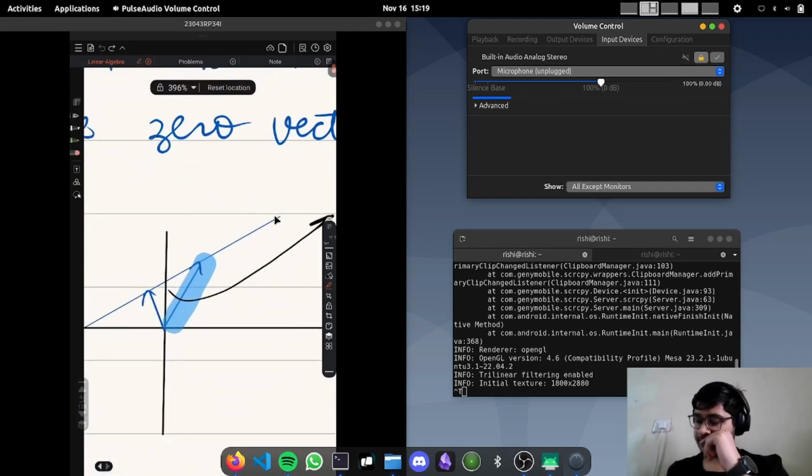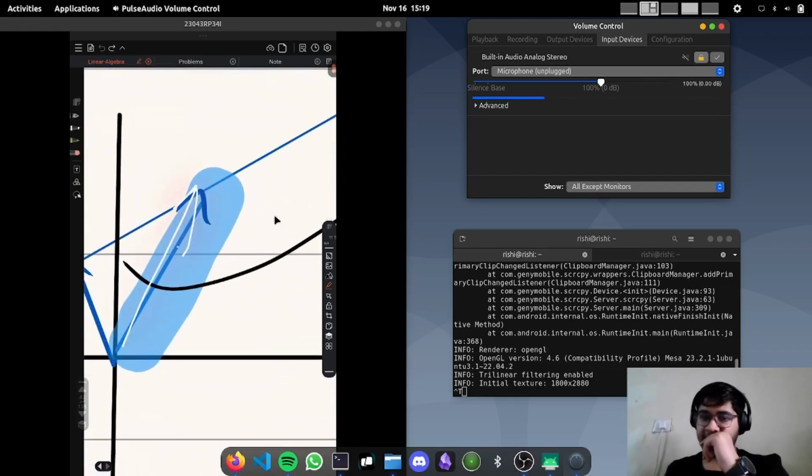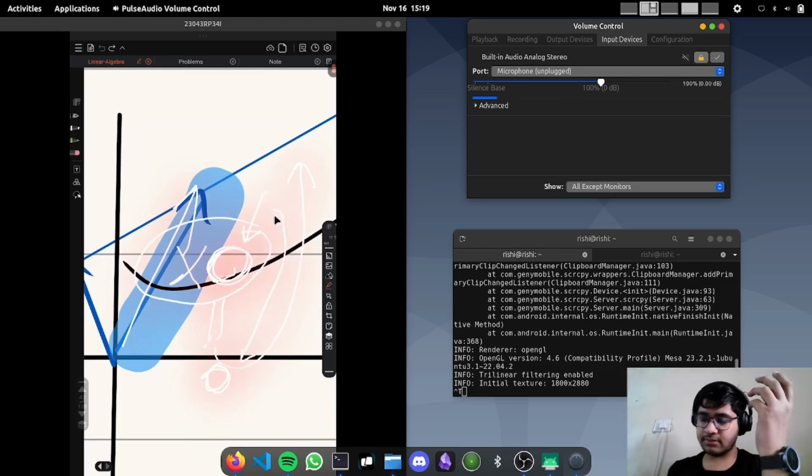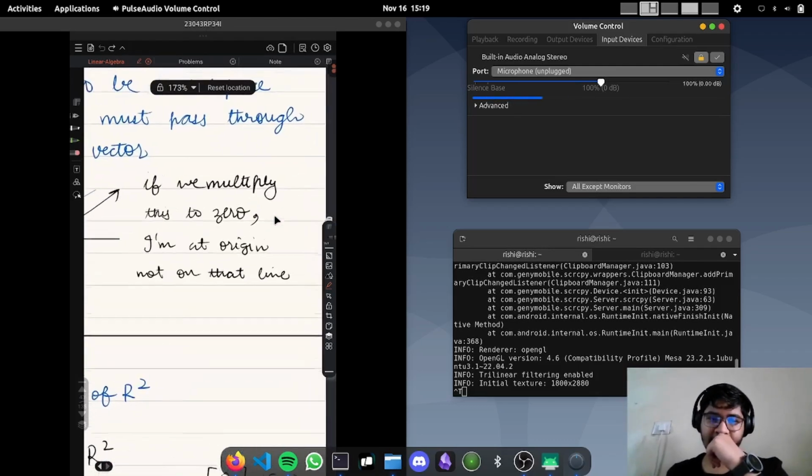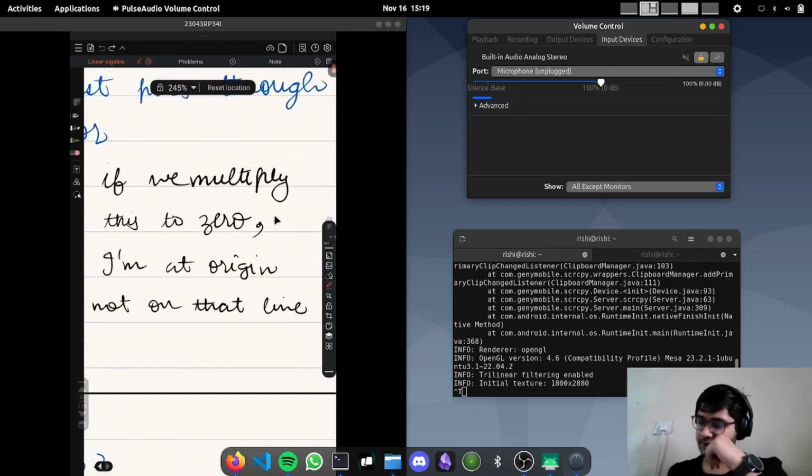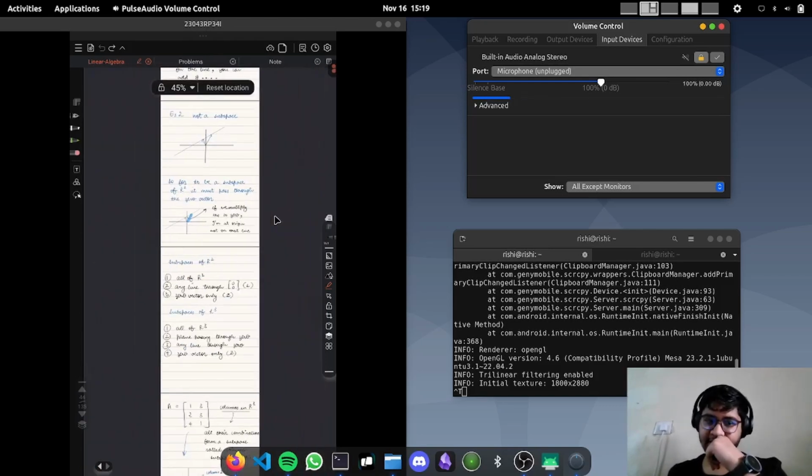We know that because we are allowed to multiply any vector by 0, and the resultant should also lie on the line, which means the multiplication with 0, which we can anyways do, will be equal to 0. So the line should be passing through the 0 itself. We multiply this by 0. I'm at the origin. I'm not on that line anyways.